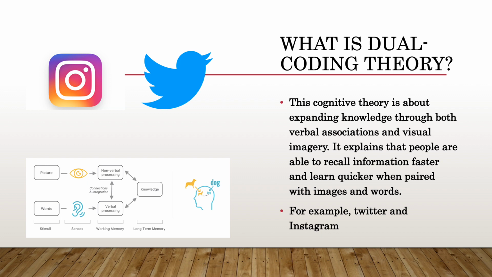On the lower part of the screen, you can see a diagram that basically explains it. So we hear the word and we see the words. Hearing is verbal processing and seeing is nonverbal processing. Both of these combined together, integrated together, will equal knowledge, which is what we're aiming to do in the dual coding theory.